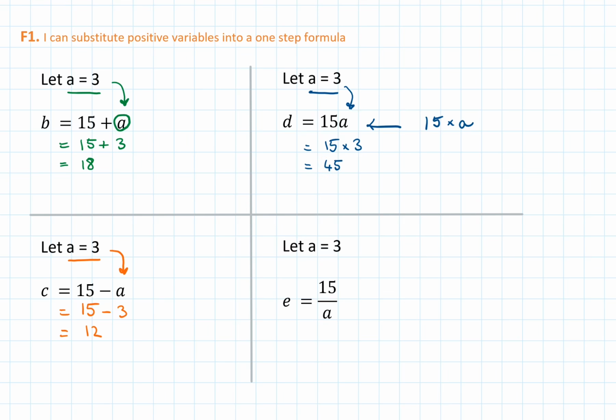Lastly, we will have division. Again, 15 over a means 15 divided by a. The fraction line is a division sign. So if we take the value of the variable a to be 3, then the formula can be evaluated as 15 divided by 3, which is 5. e equals 5.